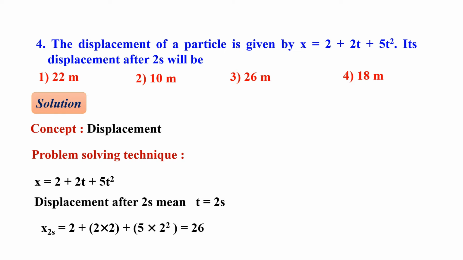So displacement after 2 seconds means t is equal to 2 seconds. So x is equal to, in the place of t we are writing 2 seconds. So 2 plus 2 into 2 plus 5 into 2 square. So that is 2 plus 2 twos are 4, plus 5 into 4, 5 fours are 20, 20 plus 4 plus 2 is 26. So its displacement after 2 seconds is 26 meters. So third option is correct.